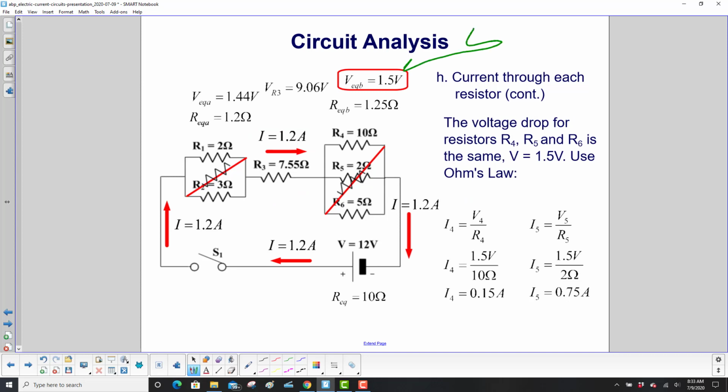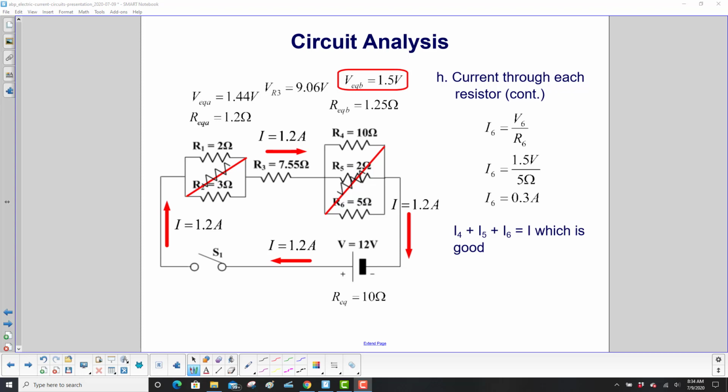And finally, the current through resistors 4, 5, and 6. We know the voltage across each one of them. They're in parallel, so they're all the same. So you solve each one individually. I4 is 0.15 amp. I5 is 0.75 amp. Well, we're not quite up to 1.2 yet, are we? It's because we didn't do R6. That will be on the next slide.